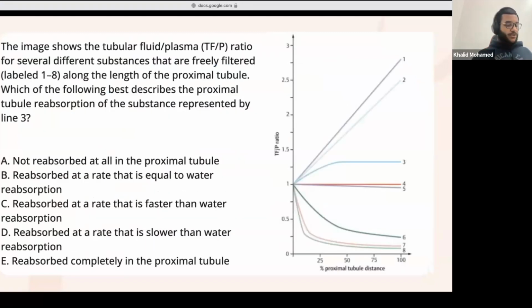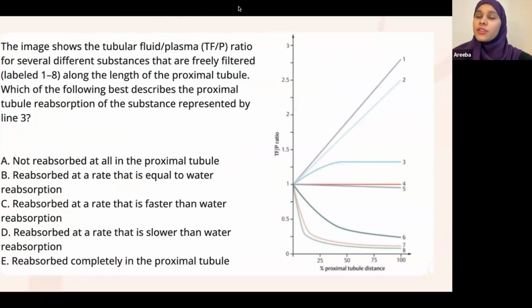Okay. Next question. So this image shows tubular fluid over plasma ratio for several different substances that are freely filtered along the length of the proximal tubule. Which of the following best describes the proximal tubule reabsorption of the substance represented by line 3?